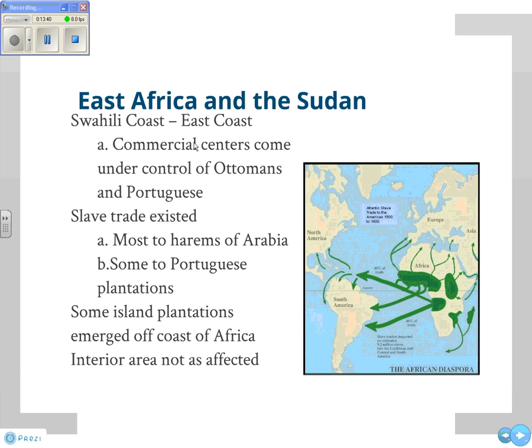Okay, these became commercial centers under the control of Ottomans and Portuguese. Both will establish slave stations here along the East Coast. Slave trade existed up until this point. It had been mostly to the harems of Arabia. The Portuguese established some plantations, and so they took some slaves to those. Some island plantations, such as, if you did your homework, you know, the island plantation of Zanzibar, will emerge off the coast of Africa, and the interior area was not as affected. Interior of Africa is less impacted.